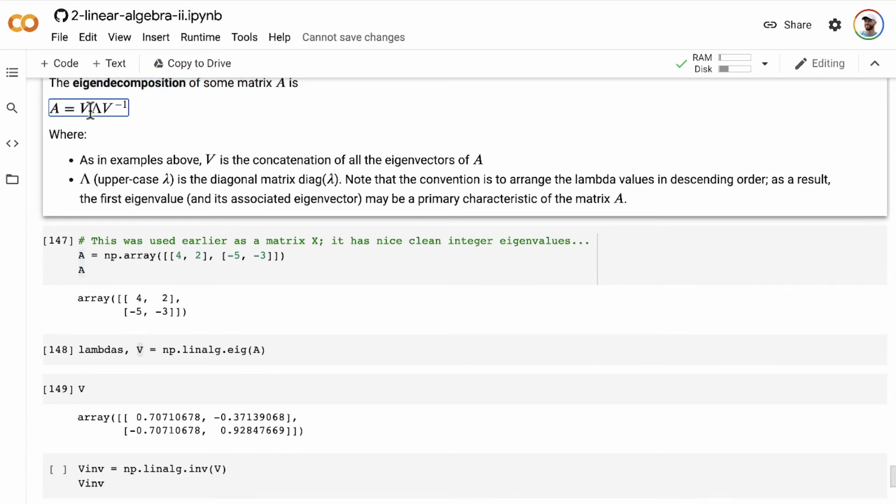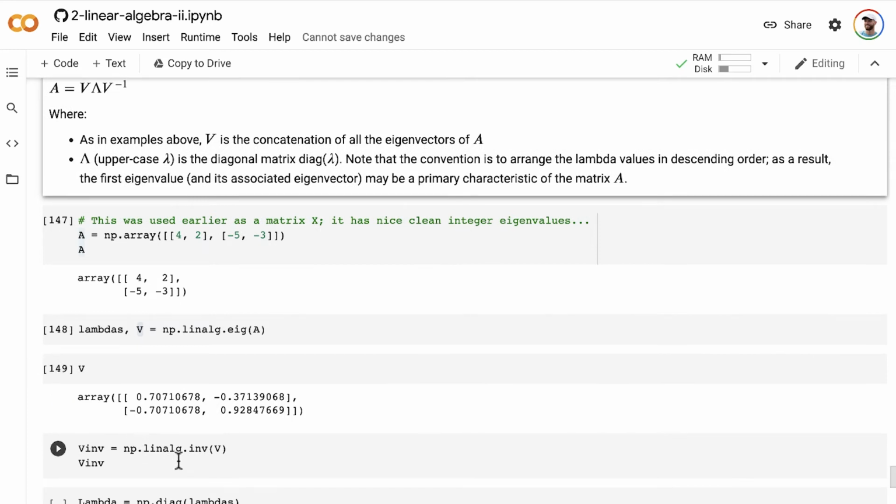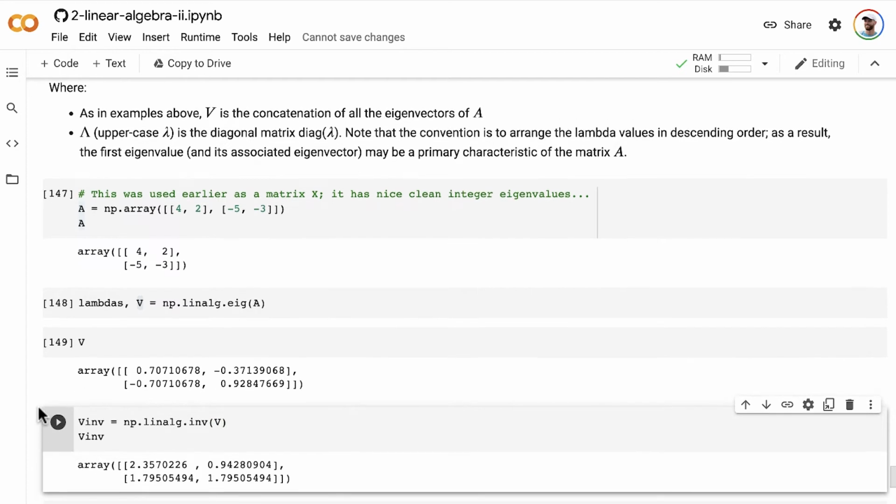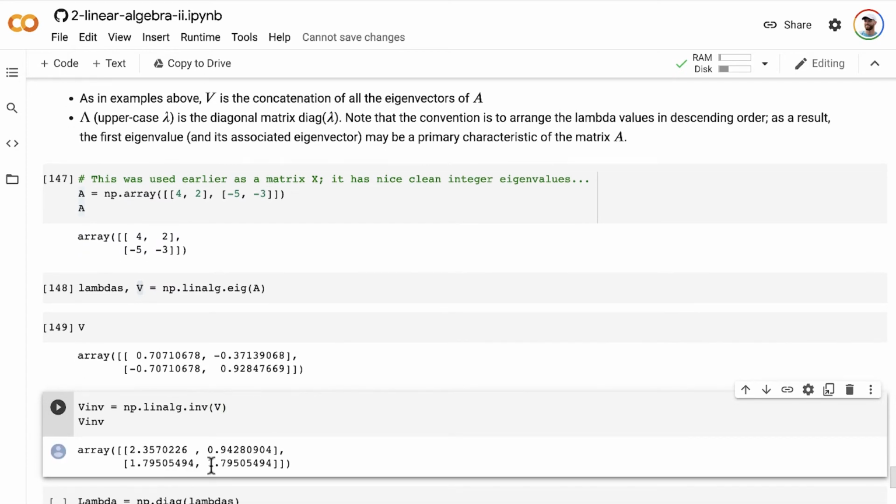To get the inverse of V, we can use the NumPy inv method, which we've used earlier in these machine learning foundations as well for matrix inversion. So voila, there is our inverse.